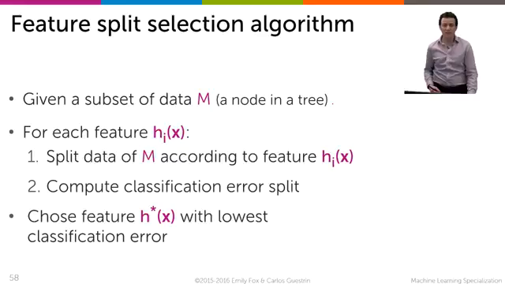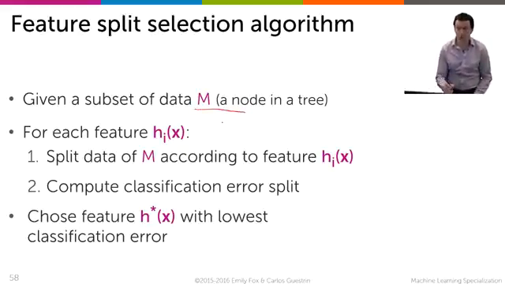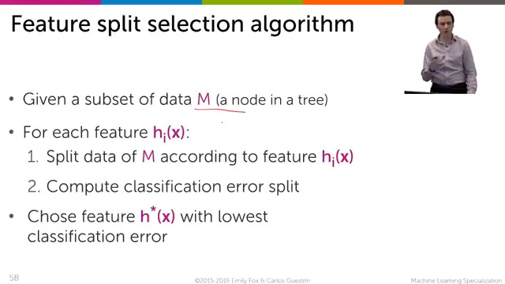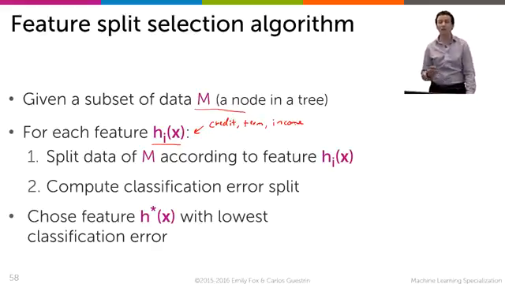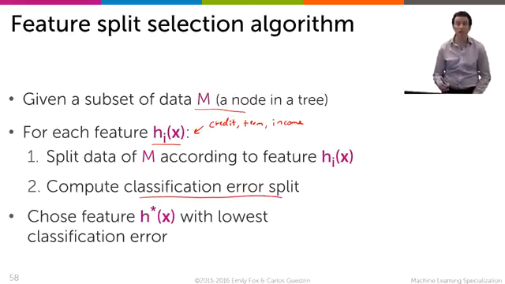So in general, the decision tree splitting process will say, given the subset of data at node M, which is what we're looking at, the root node so far, we try out every feature x_i, which in our case here was credit, term, and income. And I consider splitting the data according to the possible values of each one of these features. And I compute the classification error of the resulting split, just like we did manually over here. And then I pick the feature, which in our case was credit, which had the lowest classification error.